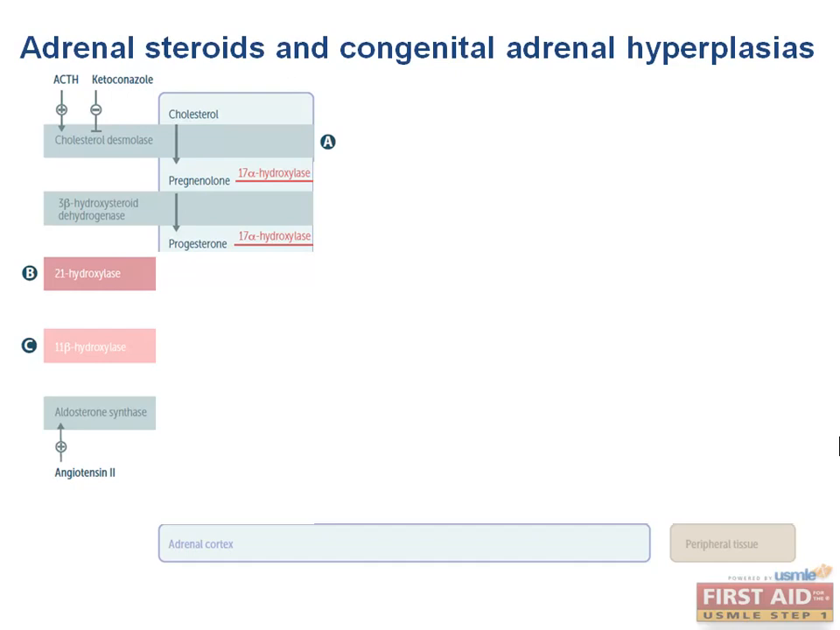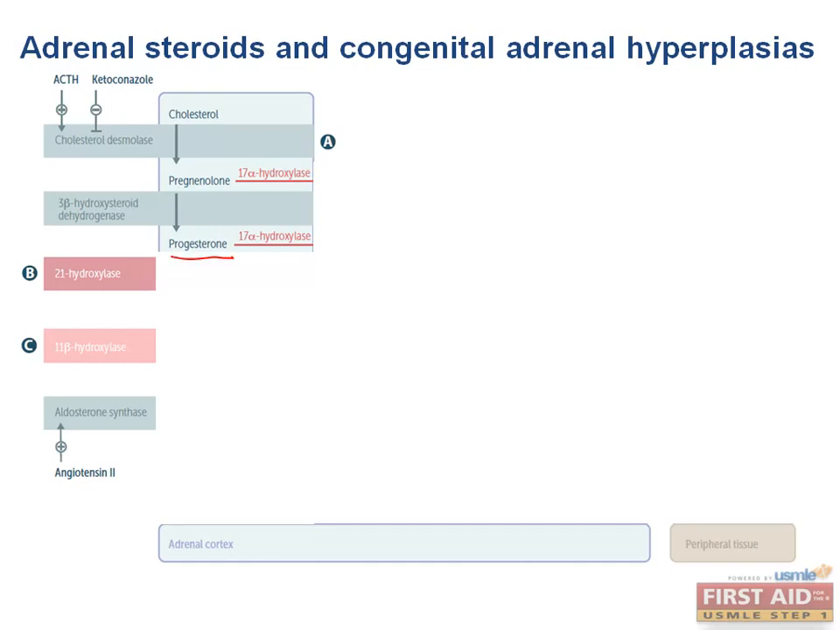The first enzyme deficiency we'll talk about is 17-alpha hydroxylase deficiency. This is an enzyme indicated by A in the diagram. Starting with pregnenolone, we see it cannot be converted into 17-hydroxypregnenolone, not shown in the diagram yet. So its only option is to form progesterone, which is shown here.